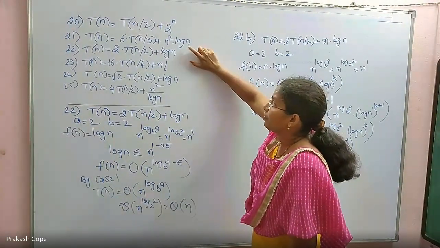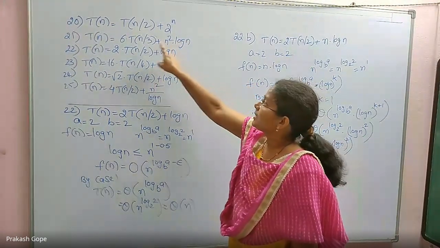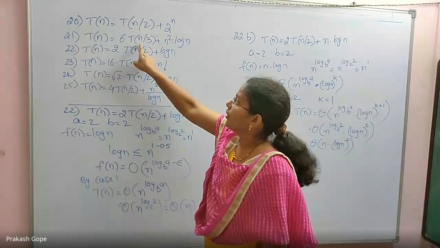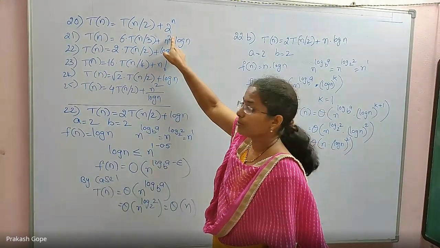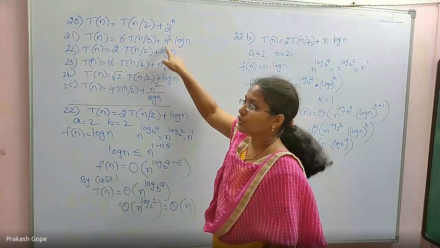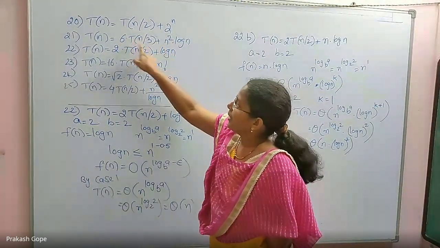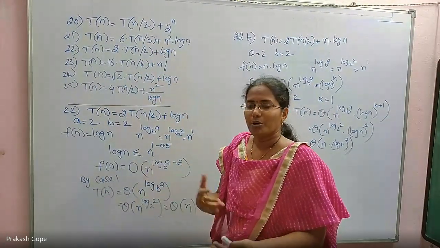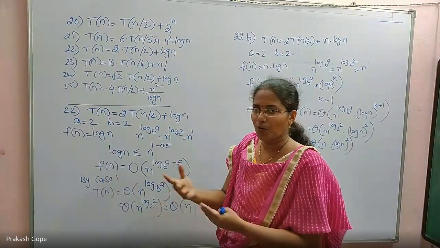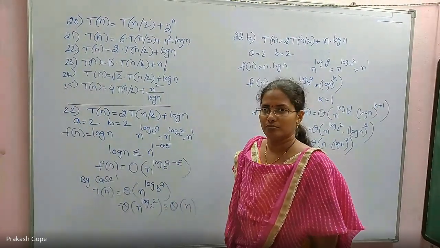But why didn't we apply case 2? Why didn't it come to case 2? Because if it is 9 into T(n by 3), then this is n power log 9 to the base 3, and then only it is n square. But this is 6 into, which means it is n power 1.58 something, not exactly n square. Because it is not exactly n power log a to the base b into log n whole power 1, it didn't come to case 2.